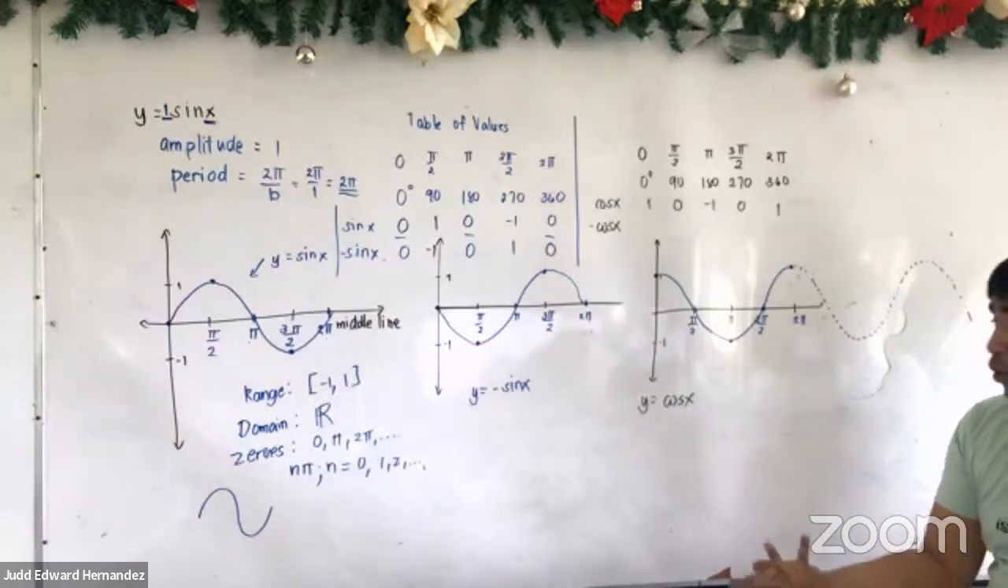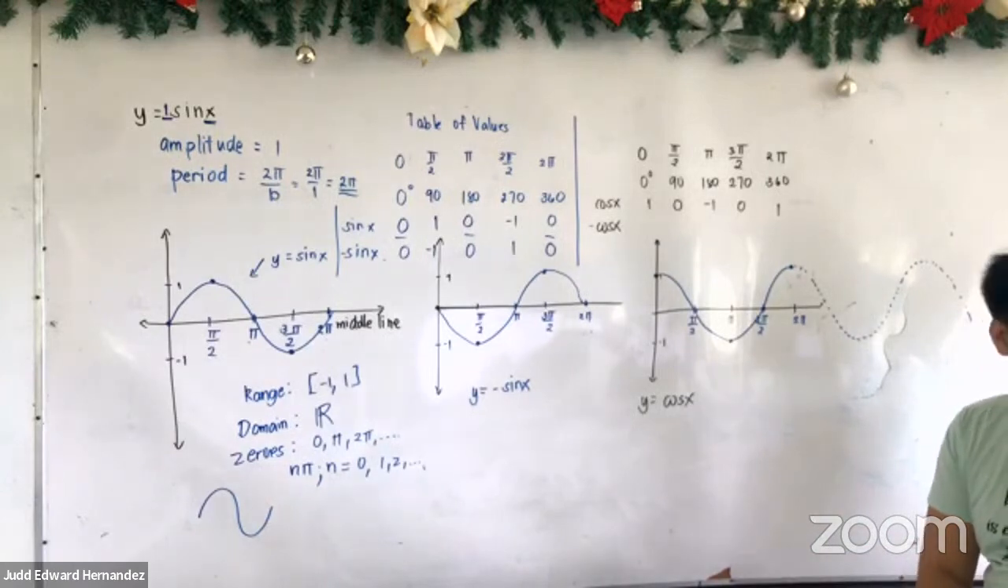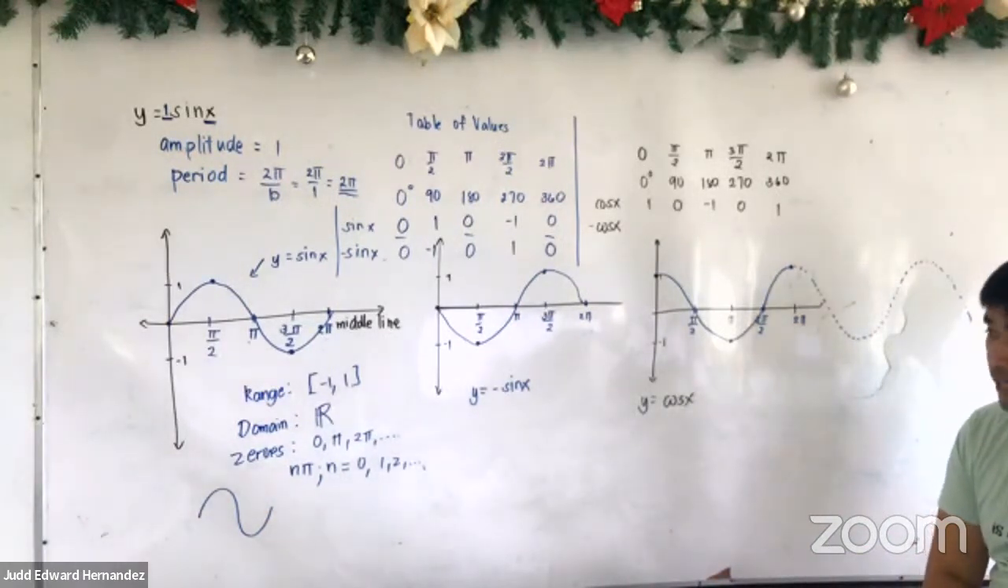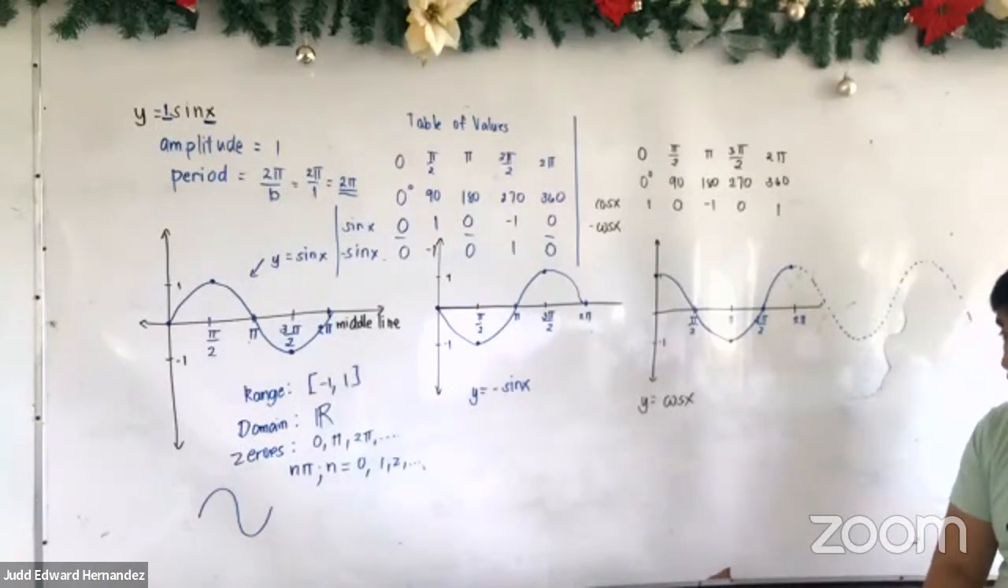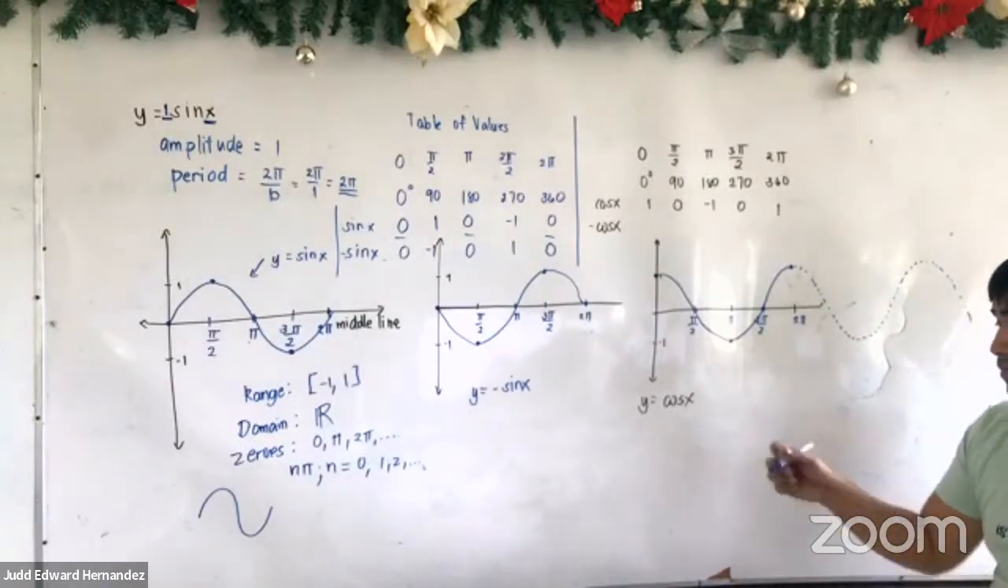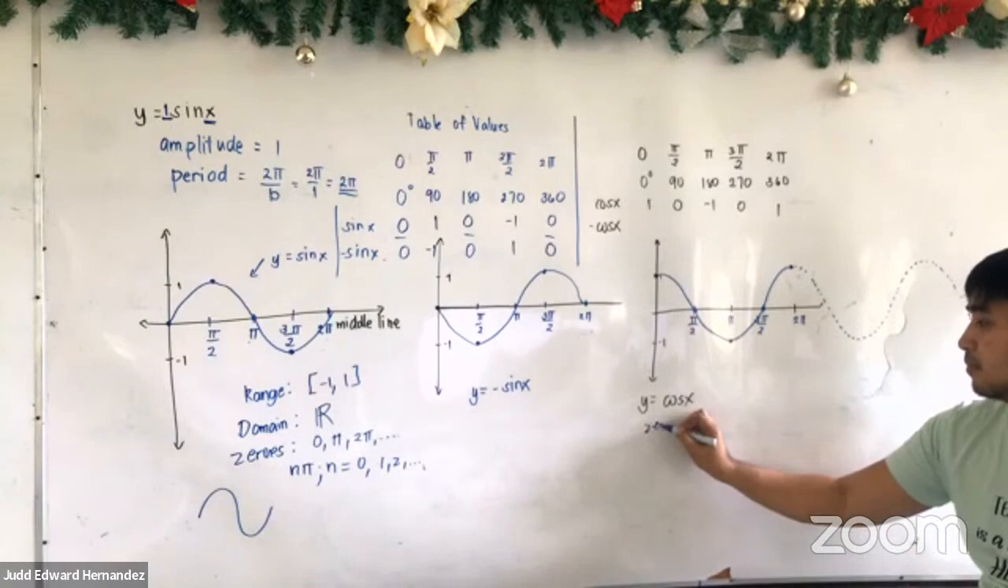Okay. So, do they have the same domain and range? Sa tingin niyo? Yes or no? Yes po, sir. Do they have the same zeros? Hindi po. Pwede mo ibigay niyo sa akin yung zeros niya? Pi over 2.